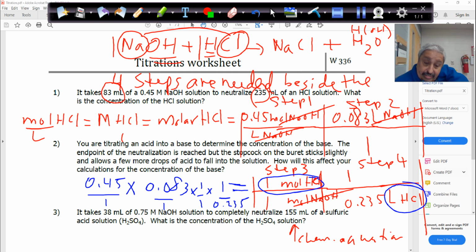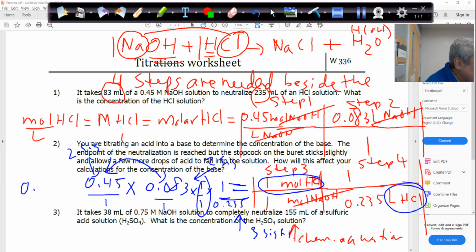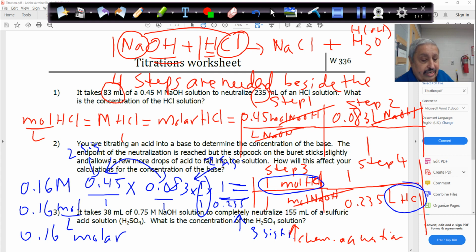Okay, guys, that's the answer here. So you multiply those two, divided by this one. How much is it? And you have to watch for the sig figs. We have 3 sig figs here, we have 2 sig figs here, and 2 sig figs here. Don't worry about absolute values. So the answer has to be 2 sig figs. So how much is it? 0.16 capital M, 0.16 mole per liter, 0.16 molar.